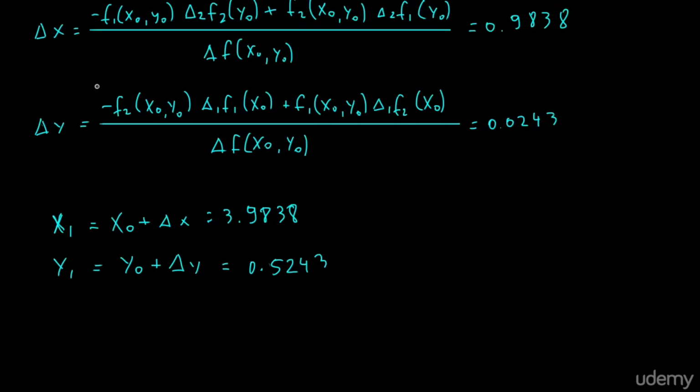And then, of course, what you do is if you want refinements of x1 and y1, then you plug in the values once again. You go through the entire process and you keep iterating until the change becomes sufficiently small that you are happy with the result.